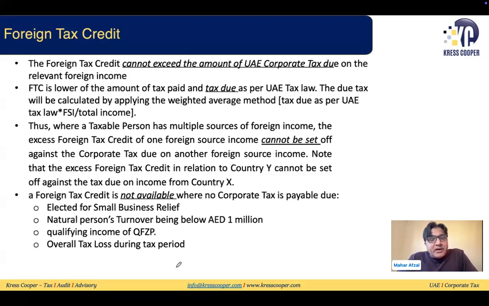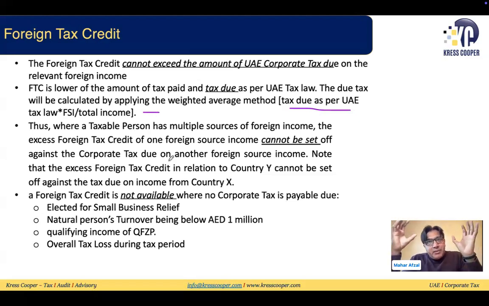Moreover, the foreign tax credit cannot exceed the amount of UAE corporate tax due. We have already discussed this. It can be the lower of the tax due or tax paid, and tax due will be calculated as tax due as per the UAE tax law, foreign source income divided by total income, weighted average method. We have already applied this even in our previous example. Where the taxable person has multiple sources of income.